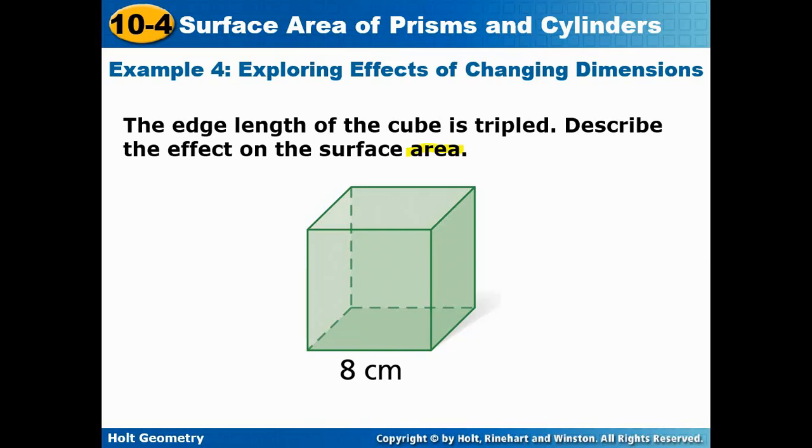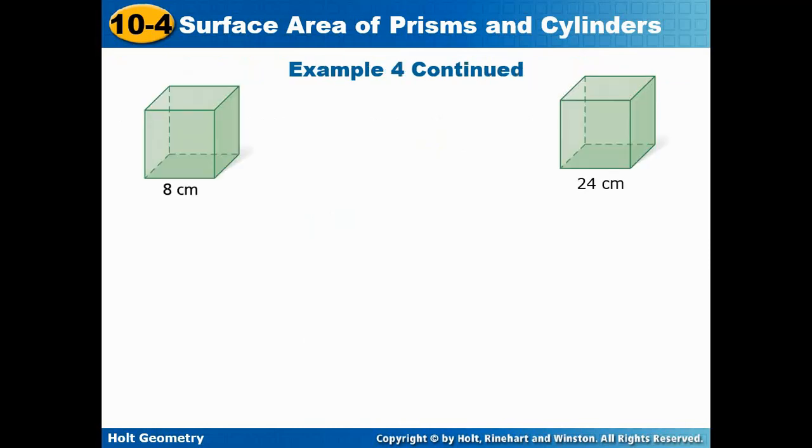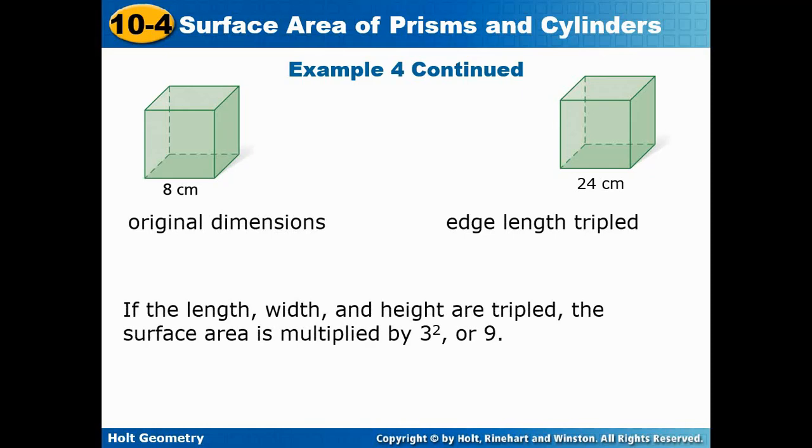In this idea, there is no need to find the surface area or the lateral area for this cube. I want only the effect. If we tripled the dimensions, what will happen with the area? You know that the area is something squared. So this is the original one, and this is the tripled one. If the length, the width, and the height are tripled, then the surface area is multiplied by 3 squared.